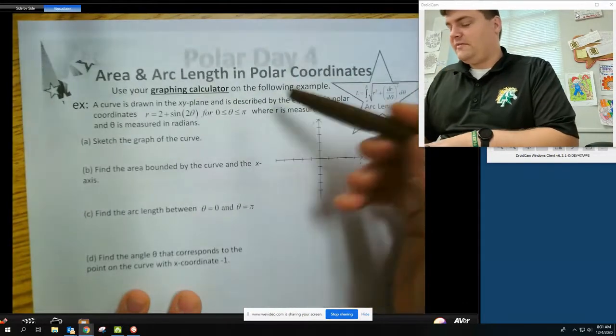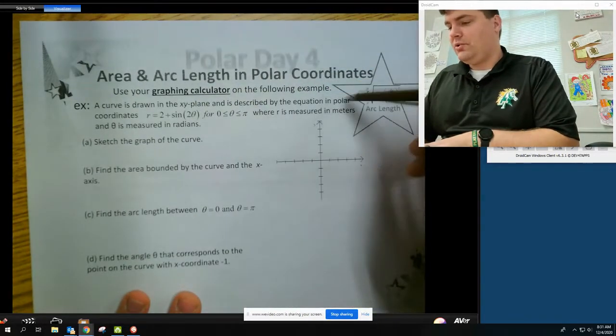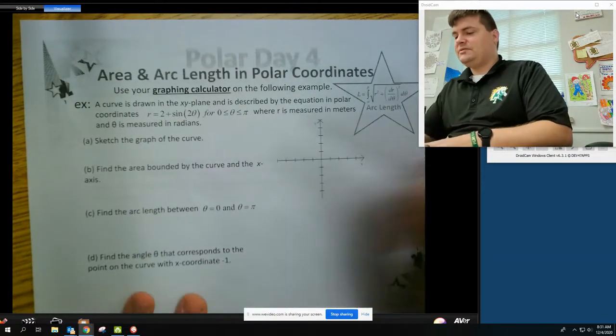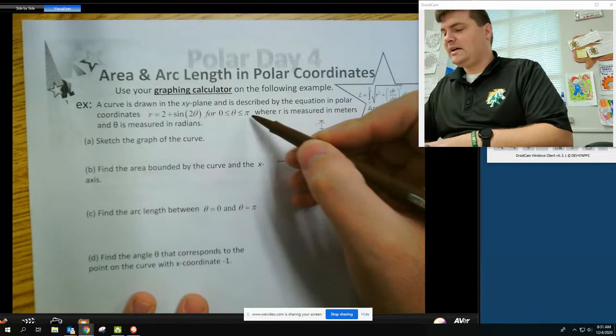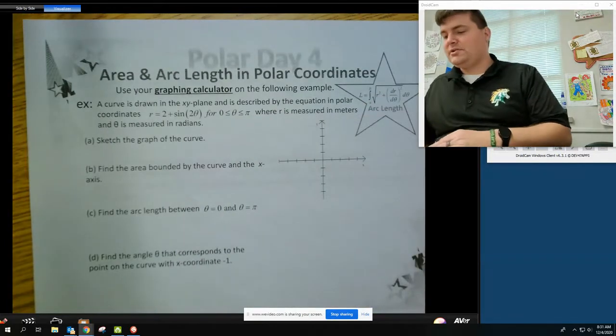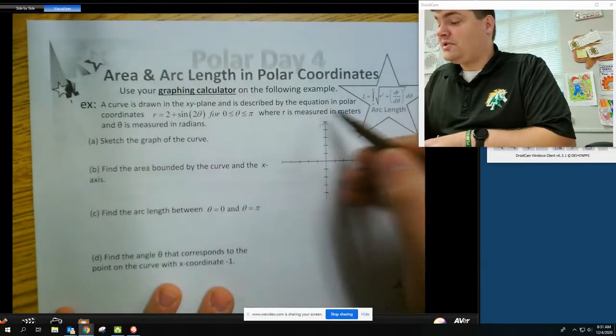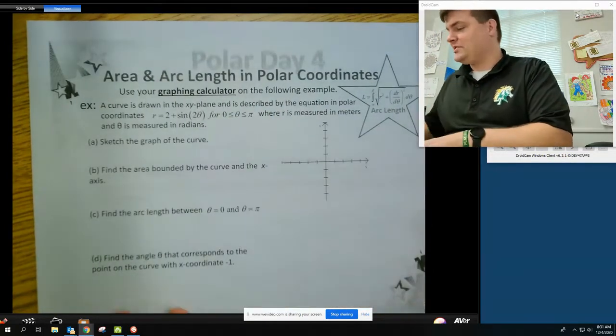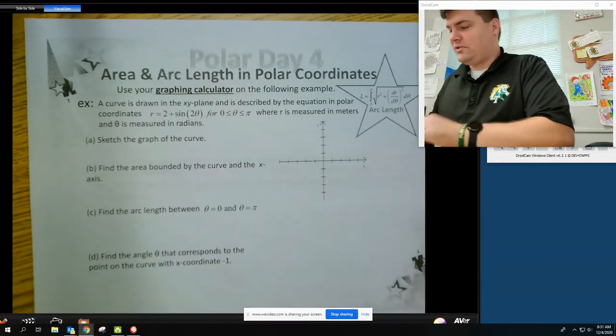So we have a curve drawn on the xy plane described by the equation in polar coordinates, r equals 2 plus sine 2 theta, and we're only going from 0 to pi. r is measured in meters, and that's good to know. R is in meters, and theta is measured in radians, like it usually is. We're going to go ahead and sketch this curve. That's the first part, so I'm going to do that in green.